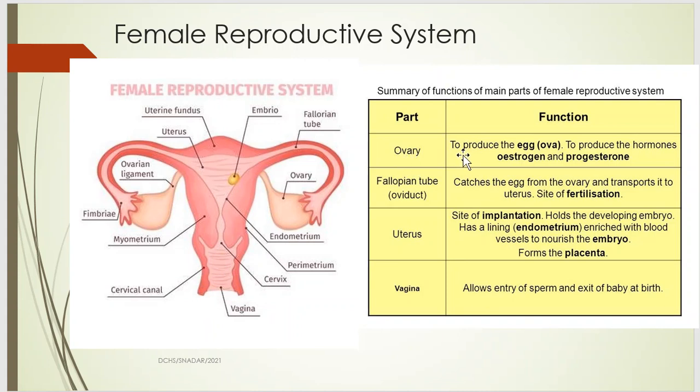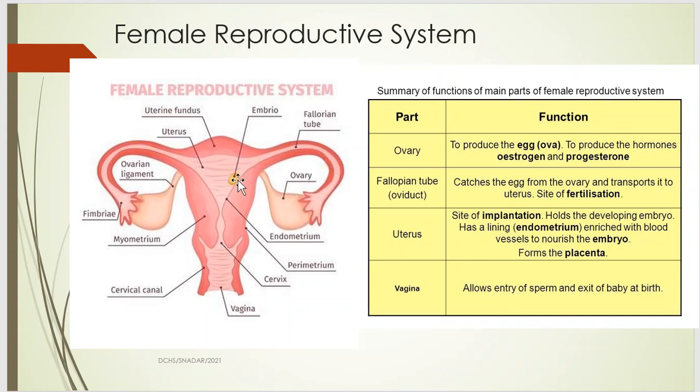So the ovary is the main part of the female reproductive system, and its main function is it produces the egg or ova, and the hormones estrogen and progesterone, which control the female characteristics. The next is the fallopian tube. Fallopian tube is also called the oviduct. It's right here, this tube right here. It connects the ovary to the uterus, and it catches the egg, which is released from the ovary, and transports it to the uterus.